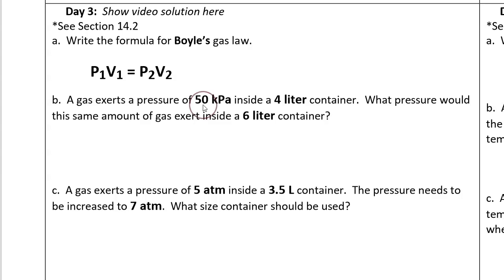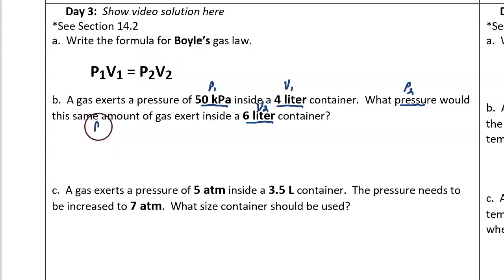Question B, a gas exerts a pressure of 50 kilopascals, so that's pressure number 1, inside a 4-liter container, volume number 1. What pressure, that's going to be pressure number 2, would this same amount of gas exert inside a 6-liter container? And that'll be volume number 2. So when I underlined all the measurements mentioned, I can see that they use P1, V1, P2, and V2. And that's why I'm going to use Boyle's law instead of other gas laws that we know about.